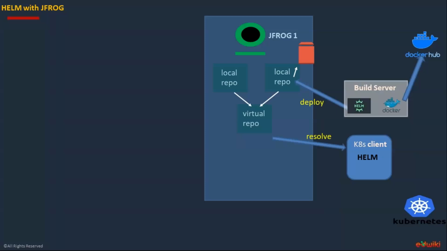Helm install. Sometime back I had the Helm chart in my local system, where I had done the Helm chart creation, so I just showed you how to run Helm install. But in actual practice, the Helm charts are created in the build server and uploaded to the JFrog local repositories. Then whenever you want the Helm chart deployed, you download it from the virtual repo and run the Helm install command, and it gets installed.